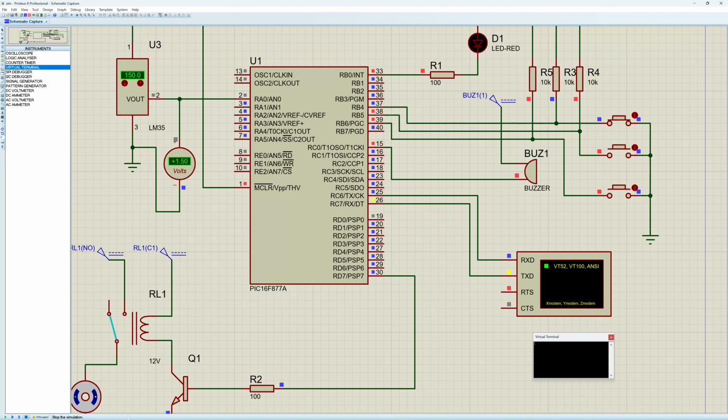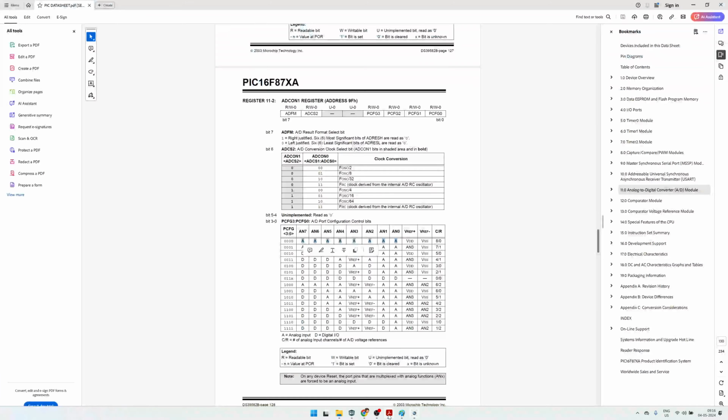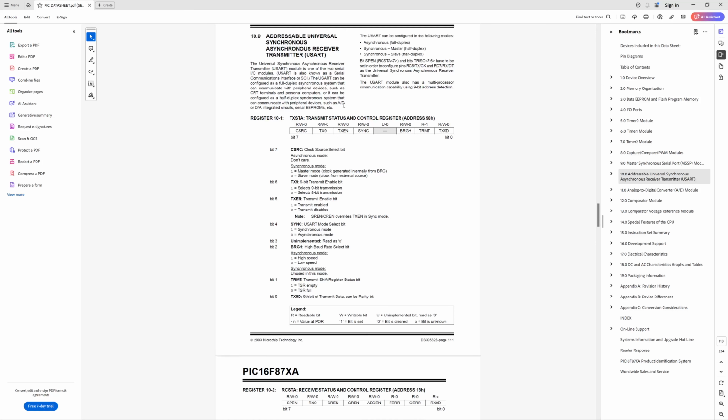Let's go back to the datasheet. We need to configure our serial port, as we configured our ADC. So we will go to that section. This is the Addressable Universal Synchronous Asynchronous Receiver Transmitter, USART. They are telling us the Universal Synchronous Asynchronous Transmitter module is one of the two serial IO modules.